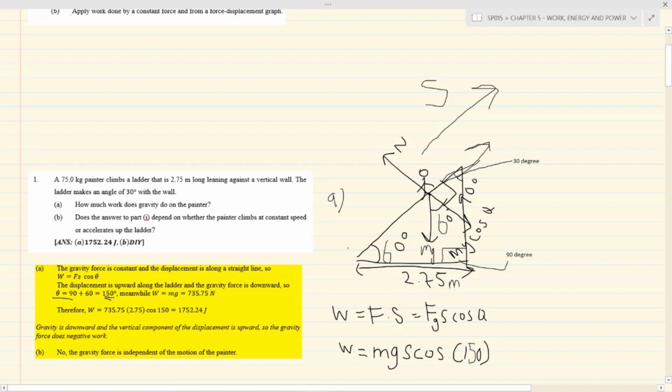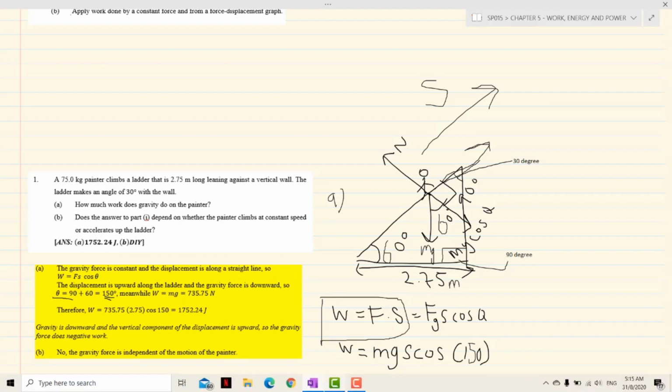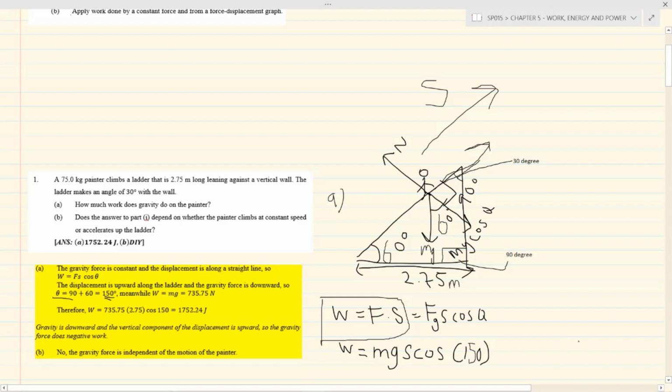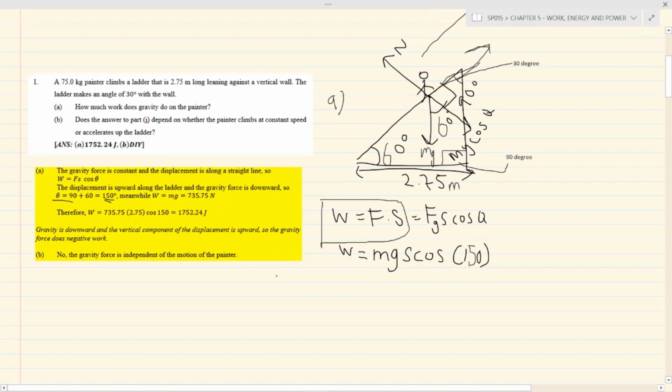Now for question B, does the answer to part 1 depend on whether the painter climbs at constant speed or accelerates up the ladder? If you see this equation again, it does not depend on speed or acceleration. Okay, it just depends on the displacement and the force. So no, the gravitational force is independent of the motion of the painter. Okay, it just depends on the displacement and also the angle between the force and displacement. Okay, so that's for question number 1.